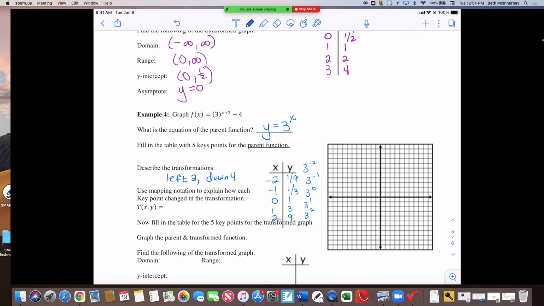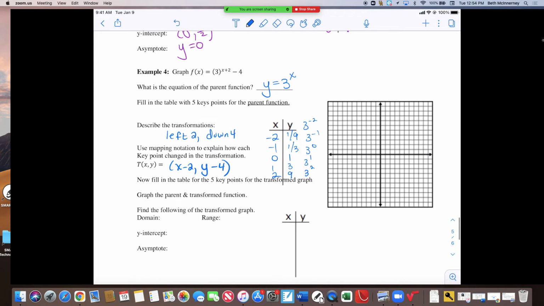All right, who wants to try the mapping notation, T of (x, y)? If you want to move every x value left 2 and every y value down 4, what do you think we might do in the mapping notation? Keelan, what do you think? (x - 2, y - 4). Awesome. There we go. All right, we're cooking now.